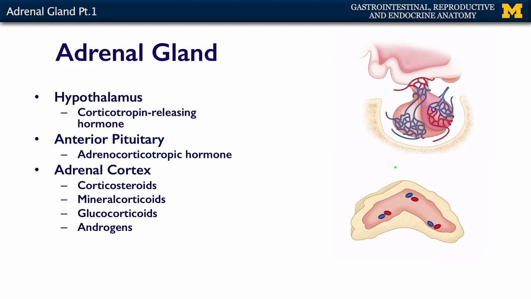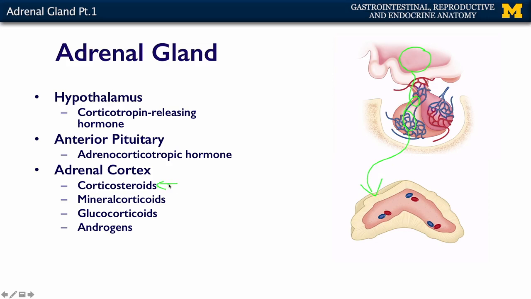Control of the adrenal gland from an endocrine point of view begins at the hypothalamus. In the hypothalamus, we have the arcuate and periventricular nuclei releasing, up here, corticotropin-releasing hormone into the anterior pituitary. The anterior pituitary then releases adrenocorticotropic hormone, which then activates the adrenal cortex. The adrenal cortex then creates corticosteroids.